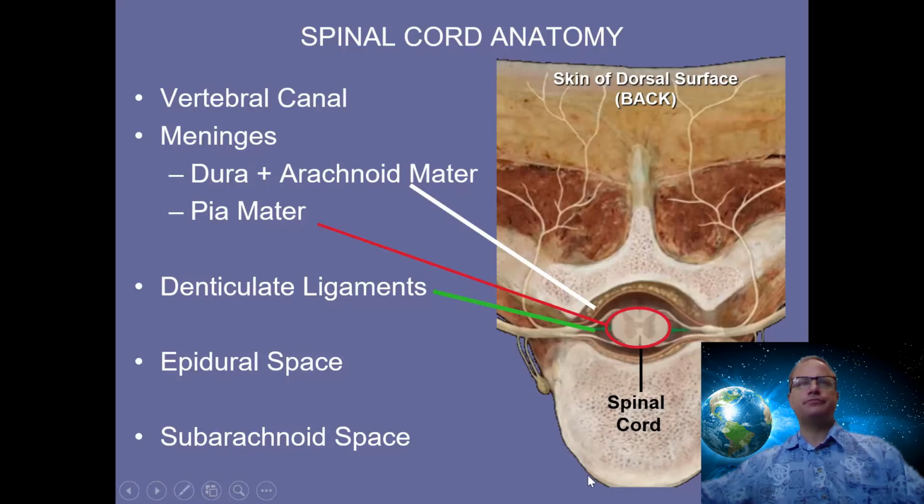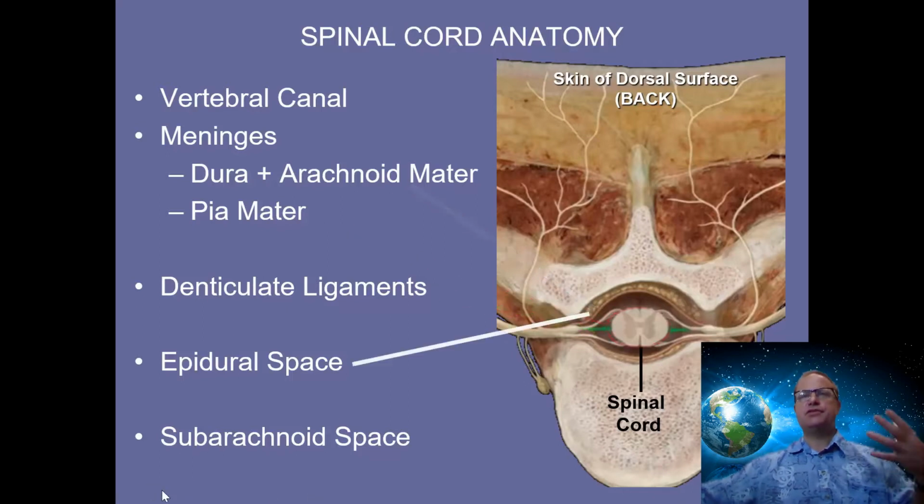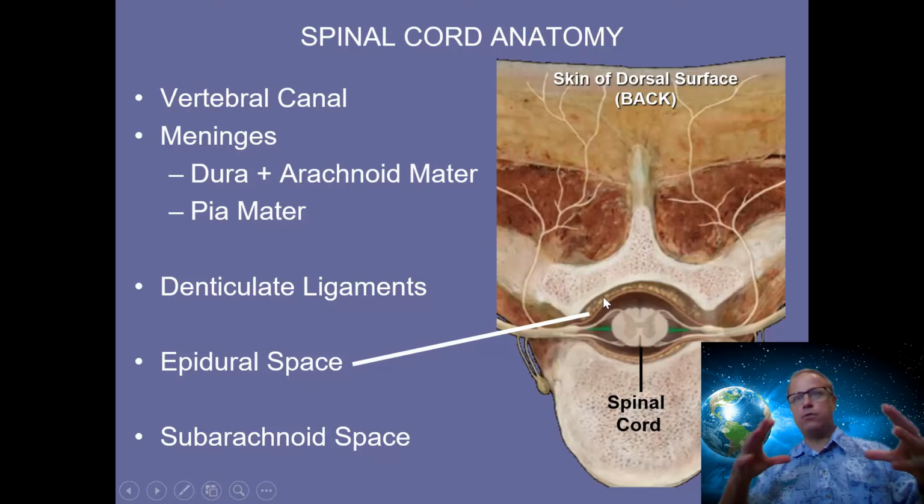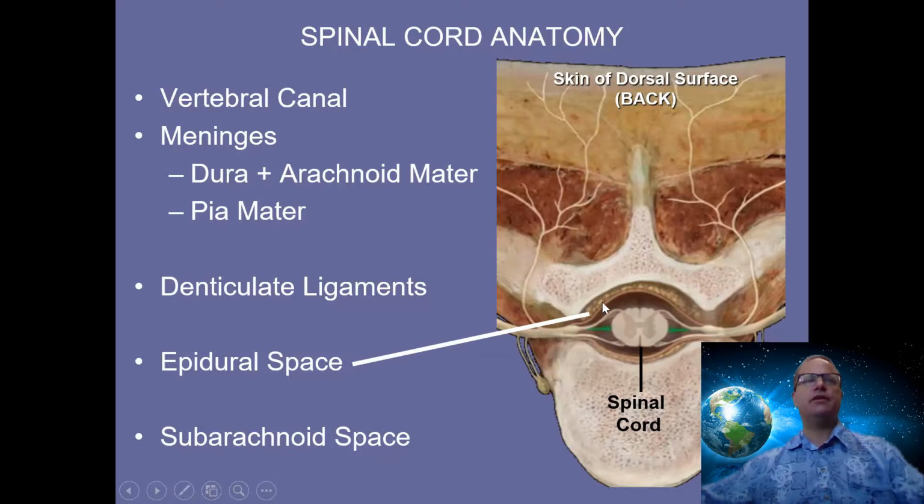These are just little ligaments that help to hold the spinal cord inside the vertebral canal there. And finally, epidural space. This is important because the epidural space is the potential space in the spine which is on top of the dura mater, and we'll talk about why the epidural space is medically important in just a couple slides. And then we have something called the subarachnoid space.